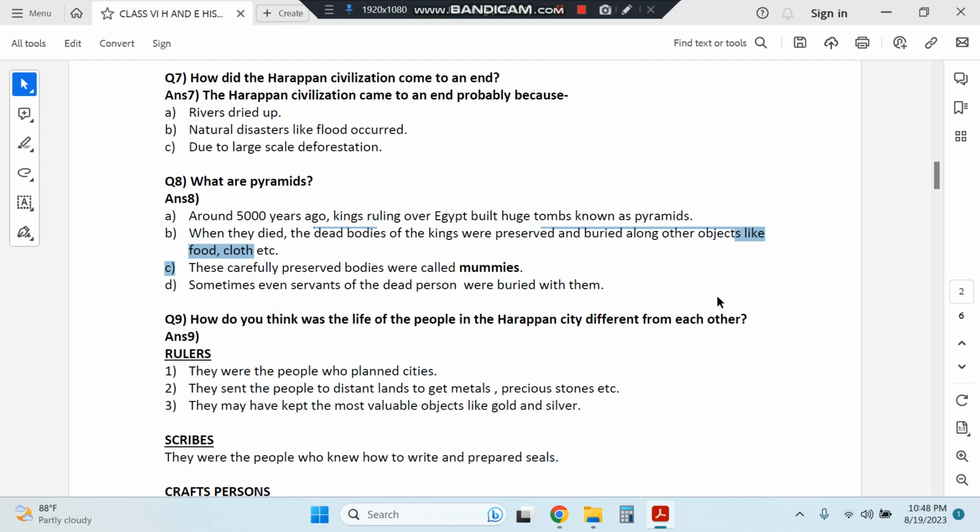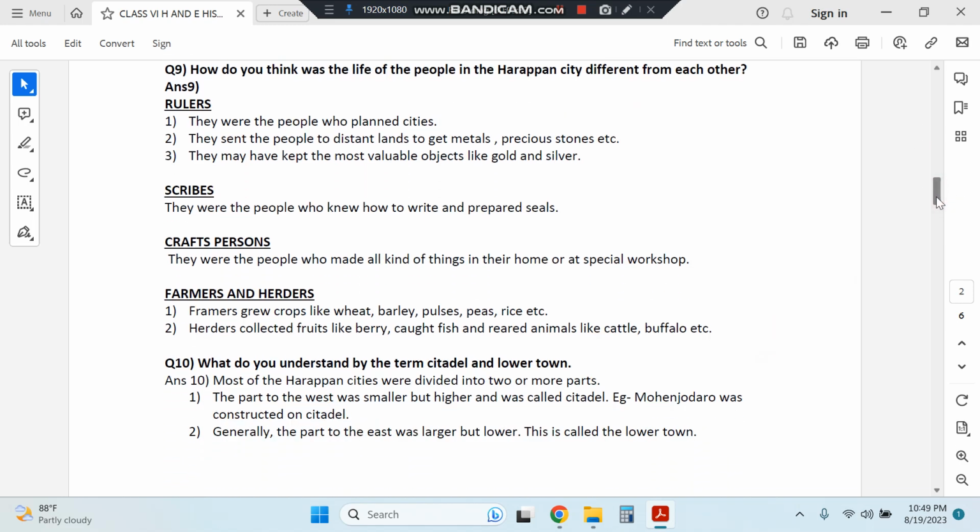How do you think the life of people in a Harappan city was different from each other? Rulers: what was their work? They planned cities. They sent people to distant lands to get metals and precious stones. And they may have kept the most valuable objects like gold and silver.